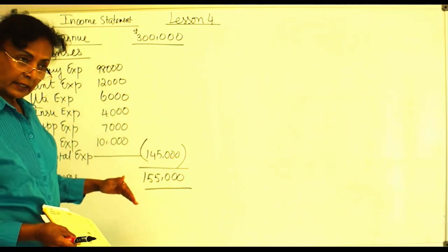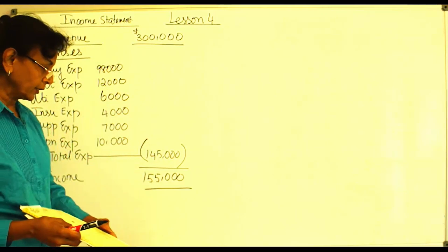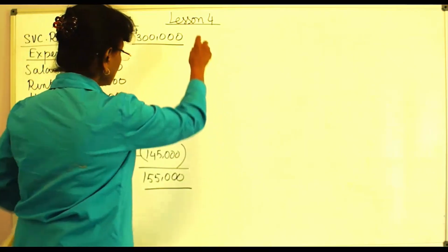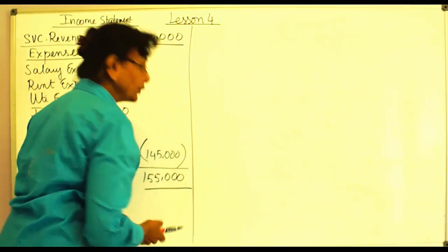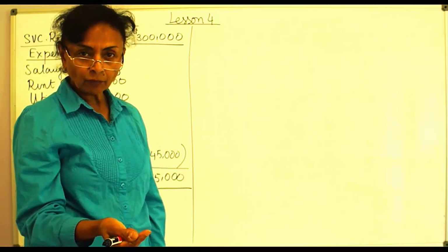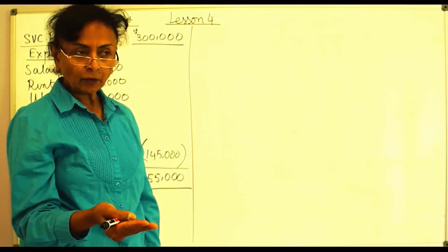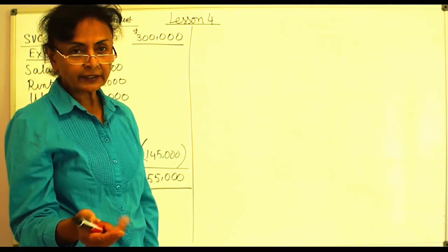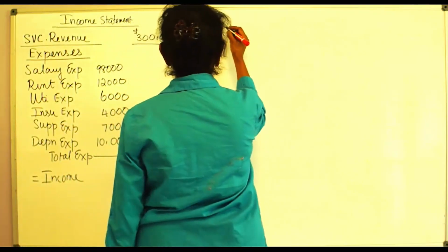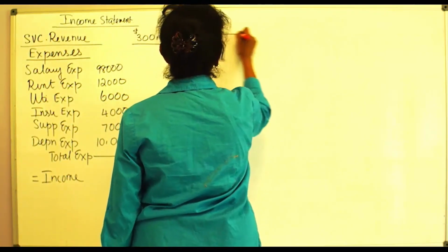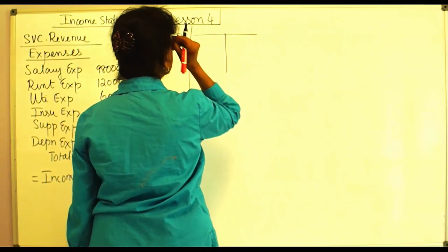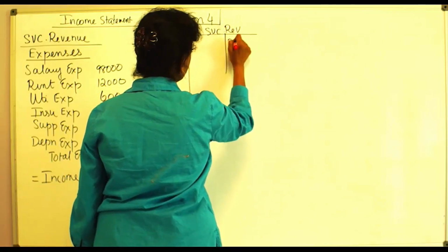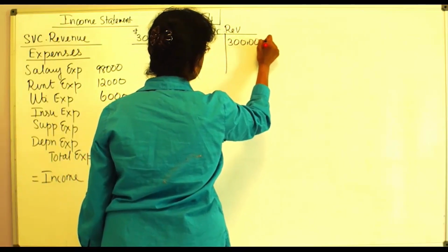Once you have done the income statement, you prepare your closing entries. Now, to prepare the closing entries, we are going to close the revenue account, all the expense accounts, and finally we are going to close the income to the retained earnings account. So first, you have to open up the revenue account, and that was showing a balance of $300,000.